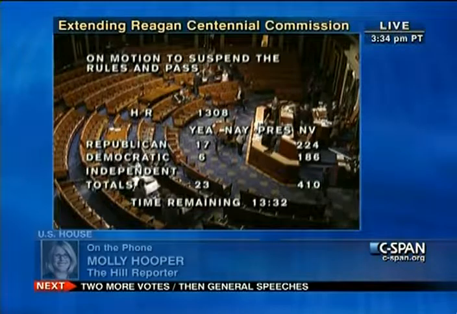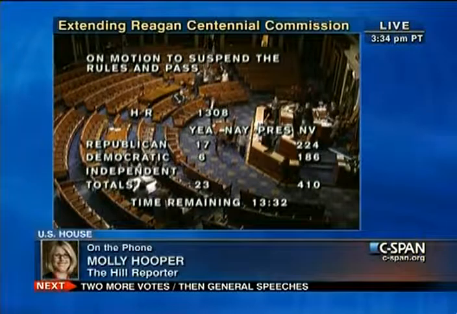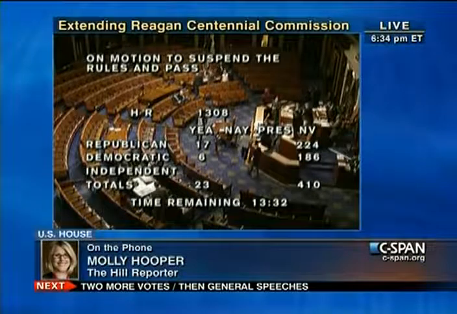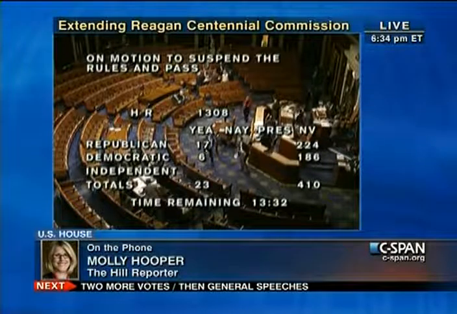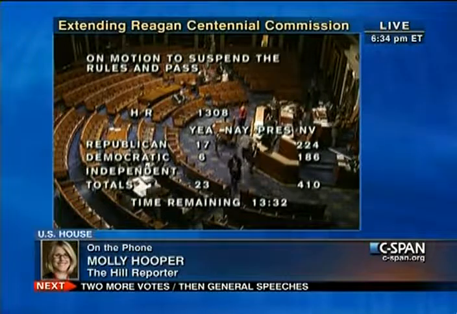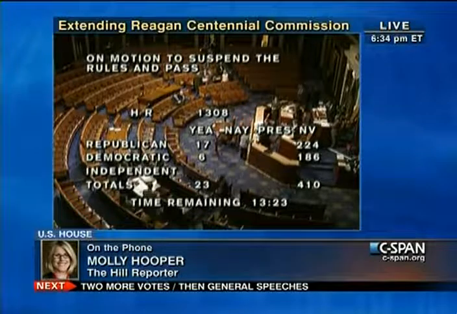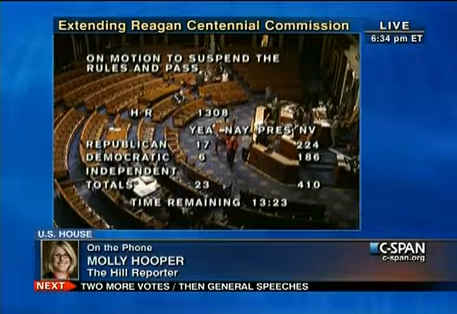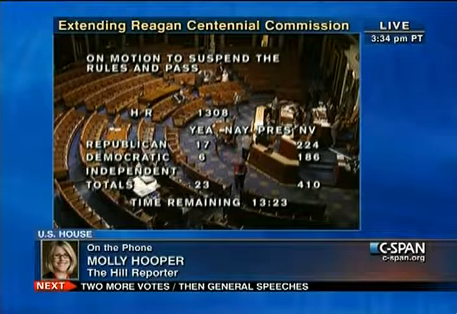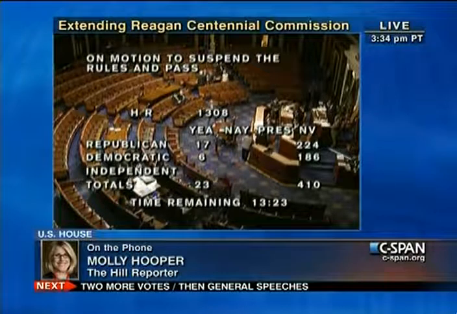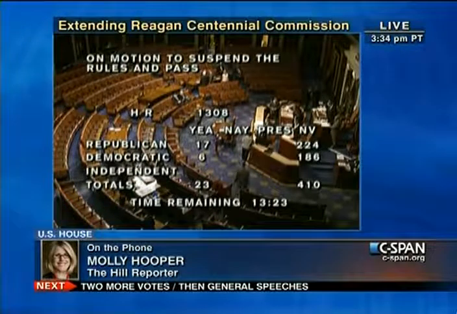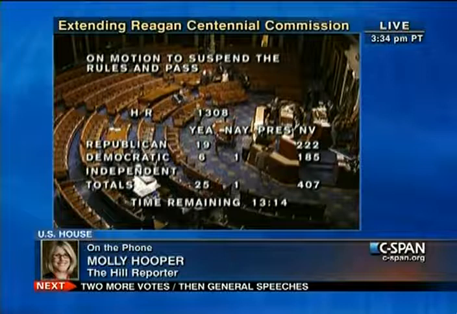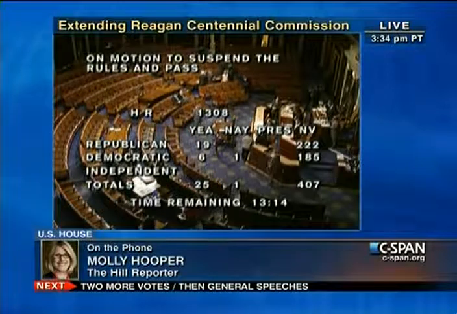Joining us is Molly Hooper of The Hill. When is the vote on the long-term continuing resolution likely to occur in the House? It's likely to occur on Thursday. Leaders weren't able to finish up all the details by Monday night, and what they want to do is make sure that they're within that 3-day rule, that 3-day window that they set out in the House Rules package in the beginning of the year.